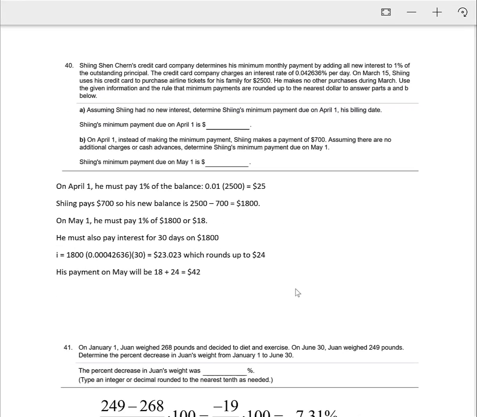So on May 1st, he's got to pay 1% of that, which is $18. But he also has to pay the interest for 30 days on the $1,800, which comes out to be $23.02, which rounds up to $24. So he's going to have to pay 18 plus 24, or $42, on May 1st.